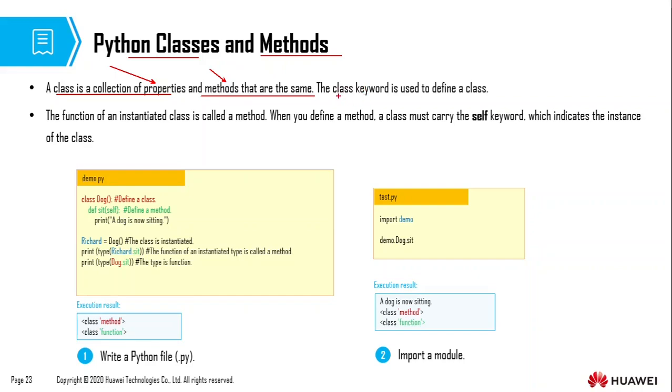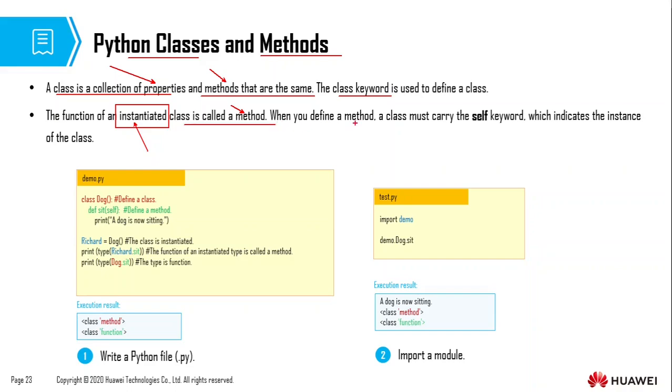We use the class keyword to define a class. The function of an instantiated class is called a method. So if you instantiate, what is instantiating? If you create an object from a class, then the functions of that particular class are no longer called a function but a method. It's a little bit tricky if you haven't learned programming, but just know that instantiation is creating an object from a class, and you can create many objects from the same class and change the properties.